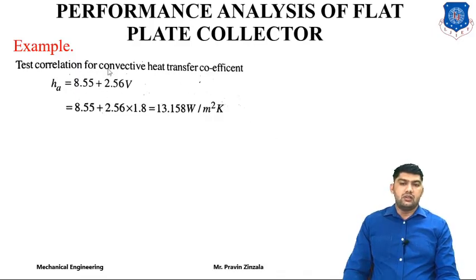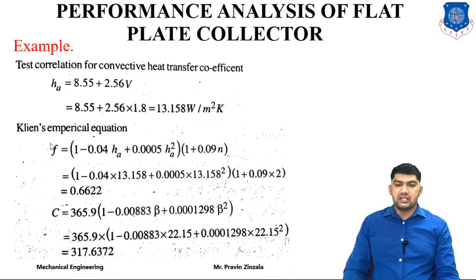It is also given, but we also have to consider the velocity of wind. The second equation is the Klein empirical equation. It is also used to find the factors or constants. The equation is F equals [1 minus 0.04 hA, where hA is the convective heat transfer, plus 0.0005 hA squared] into [1 plus 0.09 N], where N is the number of covers. So by inserting the values of hA and N, we get the Klein empirical factor F.